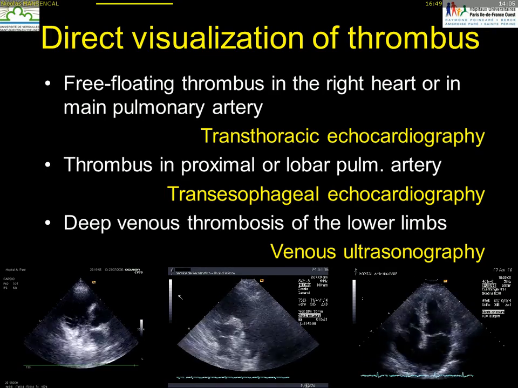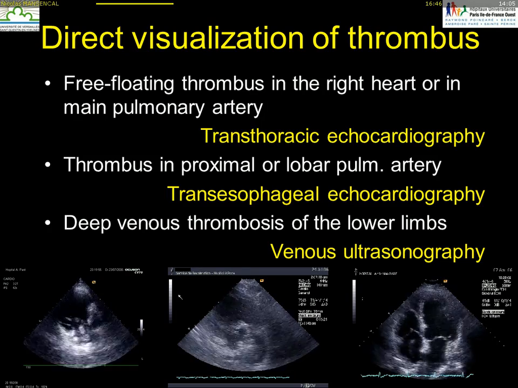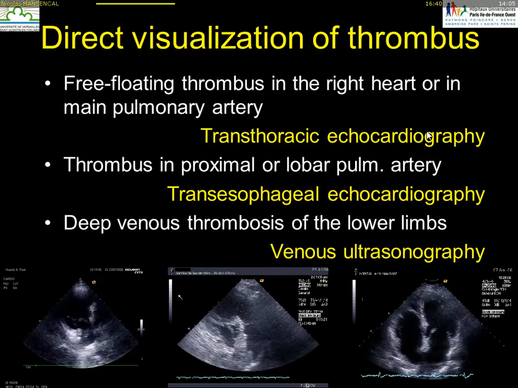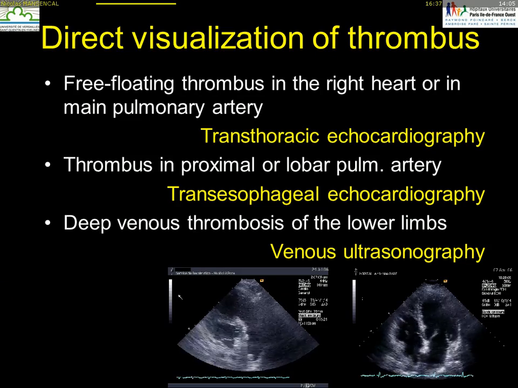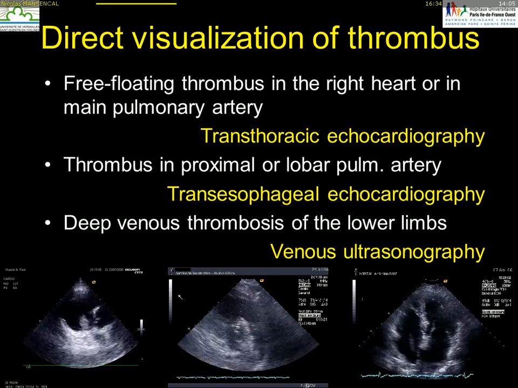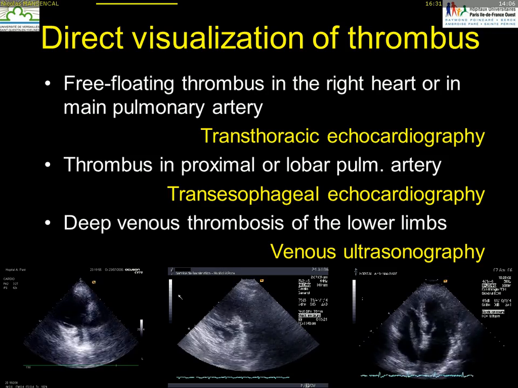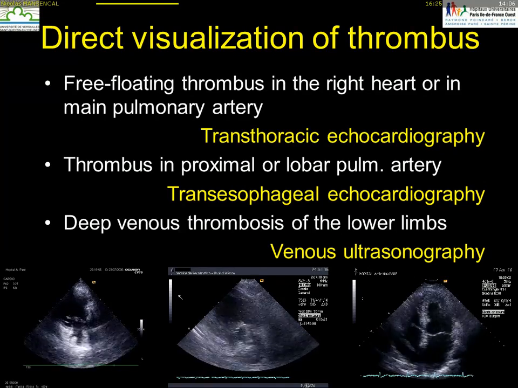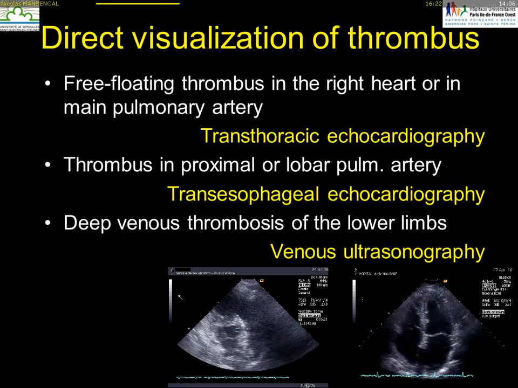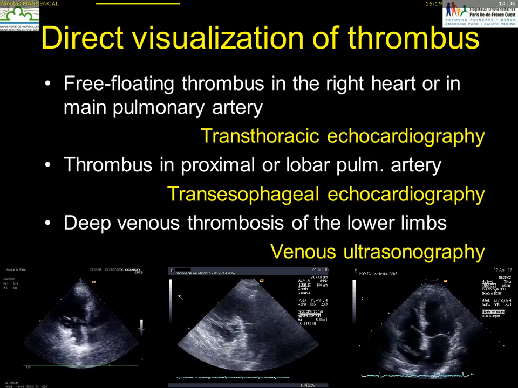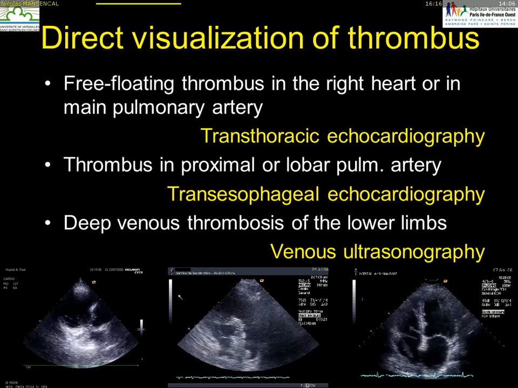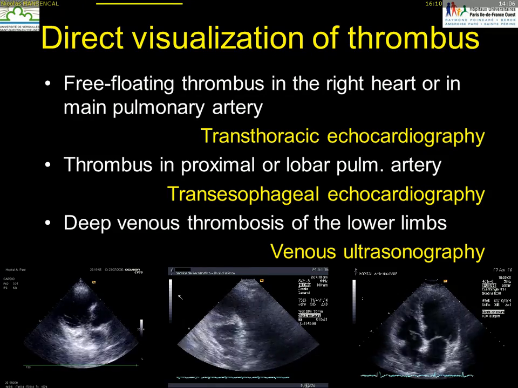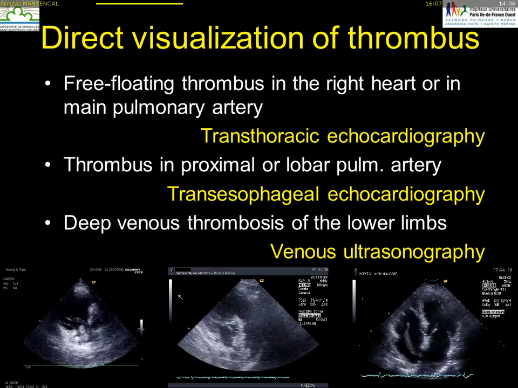Echocardiography allows direct visualization of thrombus, and with transthoracic echo, we can see the free-floating thrombus in the right heart or in the main pulmonary artery. TEE is also useful for the assessment of thrombus in the proximal or lobar pulmonary artery. Finally, venous ultrasonography is useful for the assessment of deep venous thrombosis of the lower limbs, and the goal is to perform the diagnosis of thromboembolic disease.